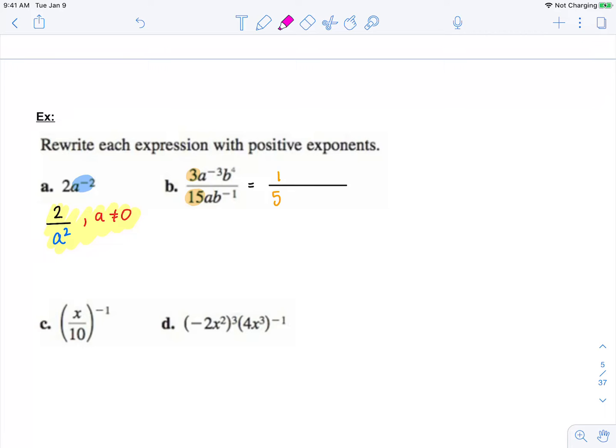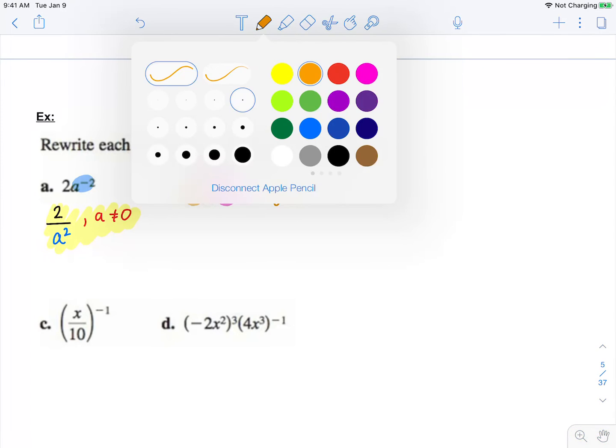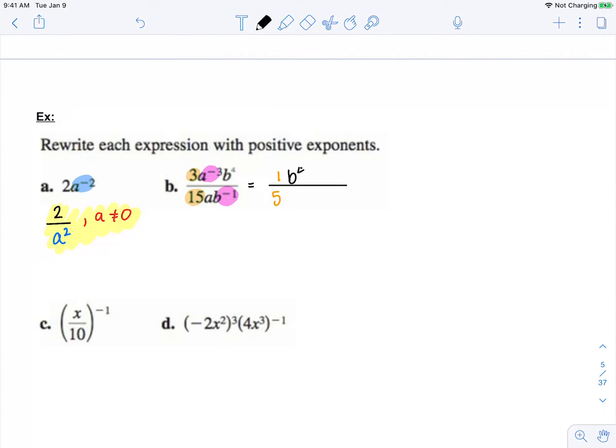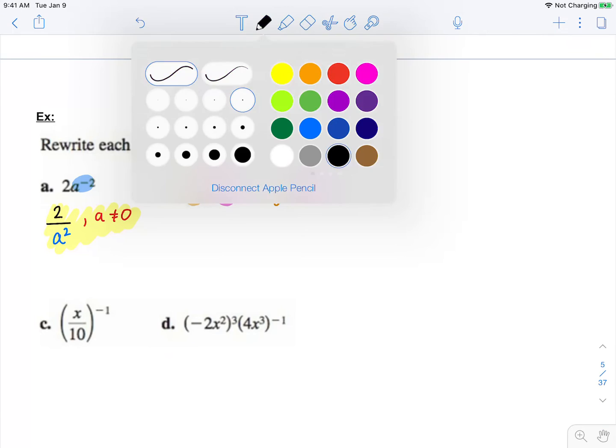So now what I have is a to the negative third here and b to the negative 1 here. What I'm going to do is move both of those so now they're positive. So this b to the 4th and the a, I'm not even touching. That's why I'm keeping them black. However, the highlighted pinks, I'm going to move them so that they become positive exponents. So that a to the negative 3 now becomes a to the 3rd in the denominator. And the b to the negative 1 now becomes b to the positive 1 in my numerator.